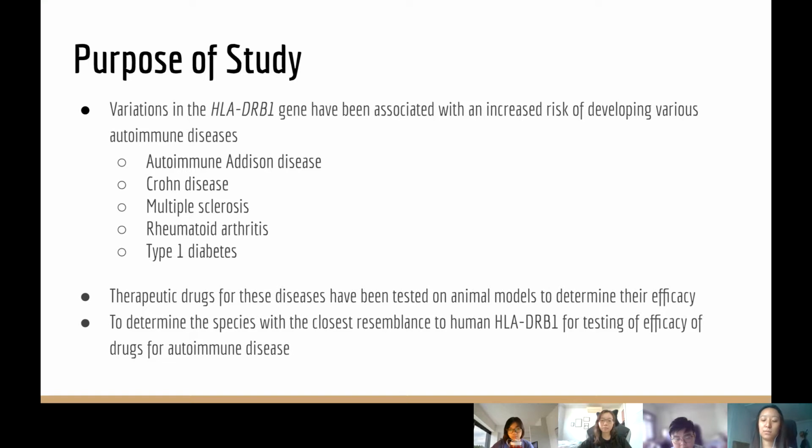This is especially important since there's a large population of people suffering from autoimmune diseases, thus it's vital to develop drugs highly effective against the disease.